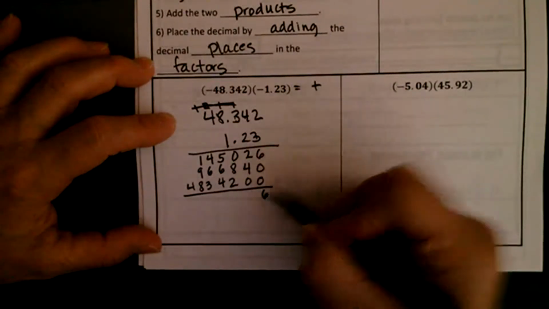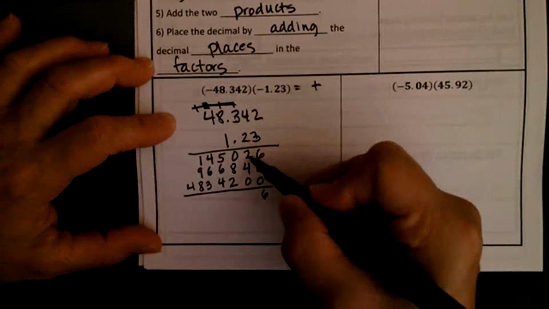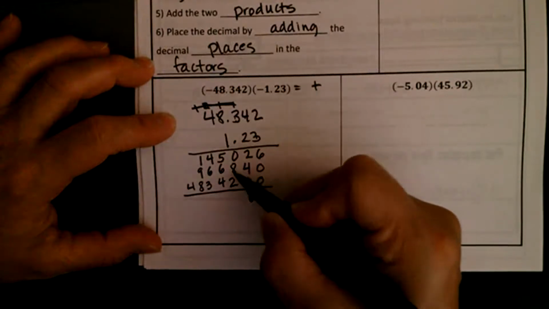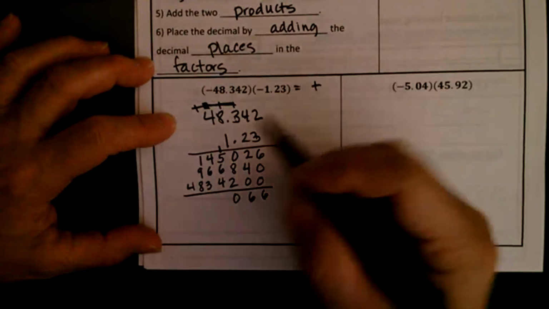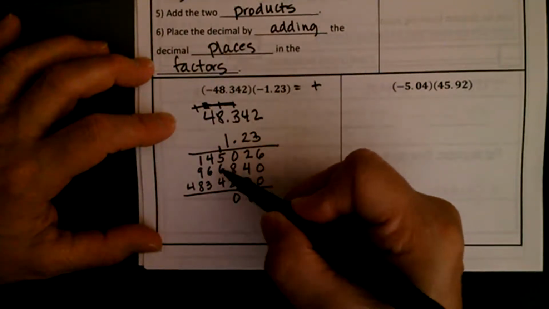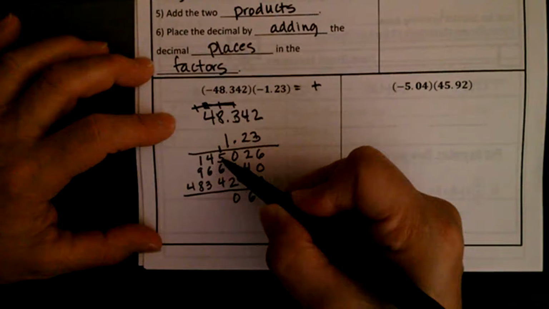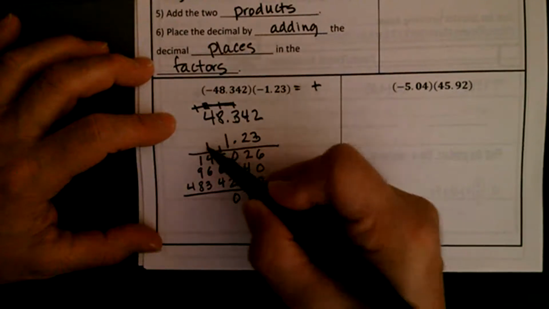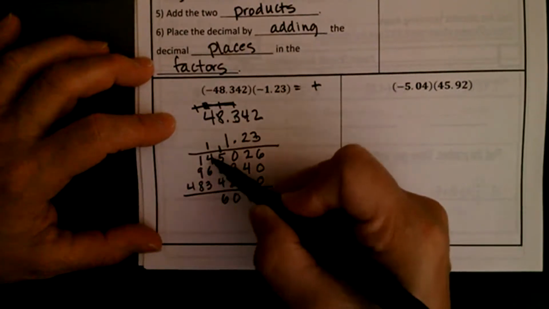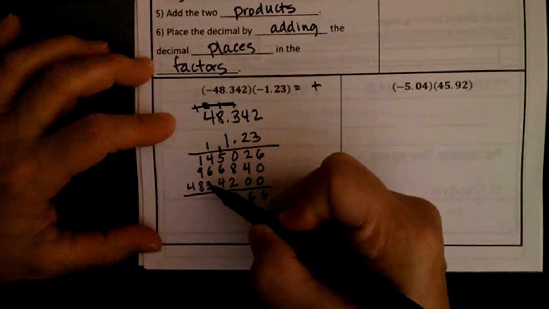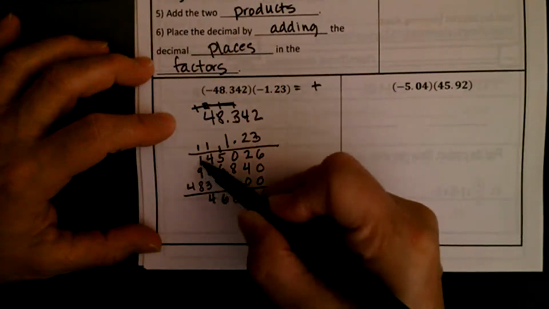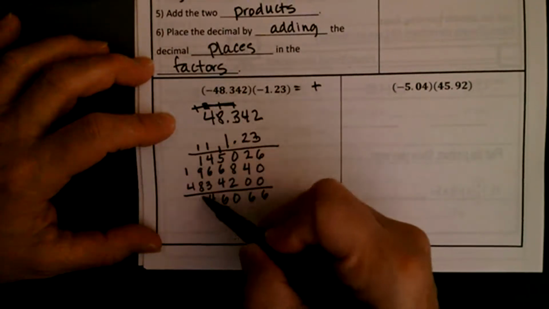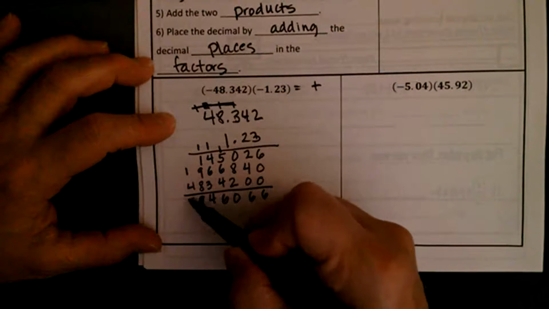6 plus 0, 0 is 6. 4 plus 2 is 6. 8 plus 2 is 10. I'm going to carry the 1, bring down the 0. Let's see. 6 plus 4 is 10. Plus 5 is 15. Plus 1 is 16. 6 plus 4 is 10. Plus 3 is 13. Plus 1 is 14. 9 plus 1 is 10. Plus 8 is 18. Plus 1 is 19. 4 plus 1 is 5.